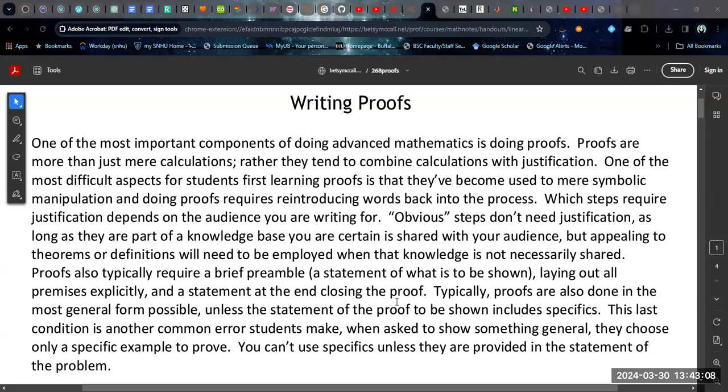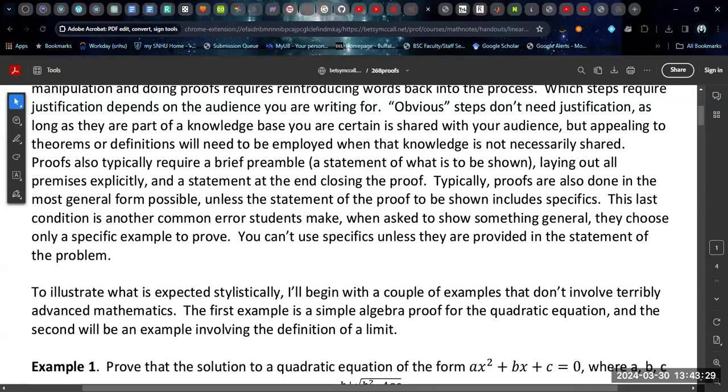Now, when you start writing proofs, you also have to think about the audience that you're writing for. Some steps that may seem obvious don't need justification, as long as they are part of the knowledge base you are certain is shared with your audience. Appealing to theorems or definitions may need to be employed when that knowledge is not necessarily shared.